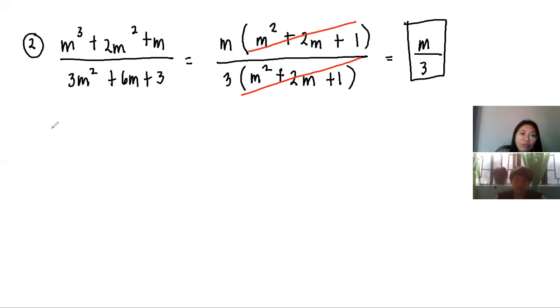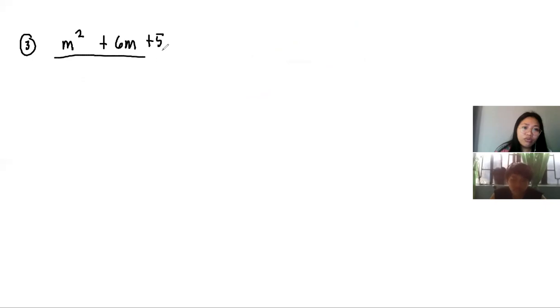Okay? Well, I'm going to give another example. Let's do number 3. Let's do a more complicated one, a bit more complicated. Number 4: m squared plus 6m plus 5 over m plus 1. More complicated, right?